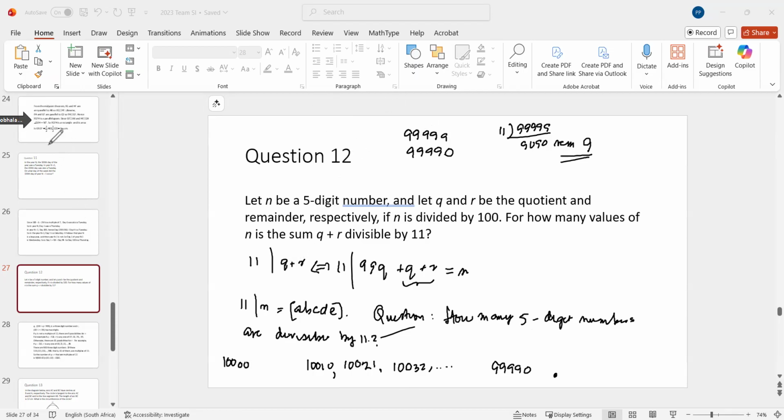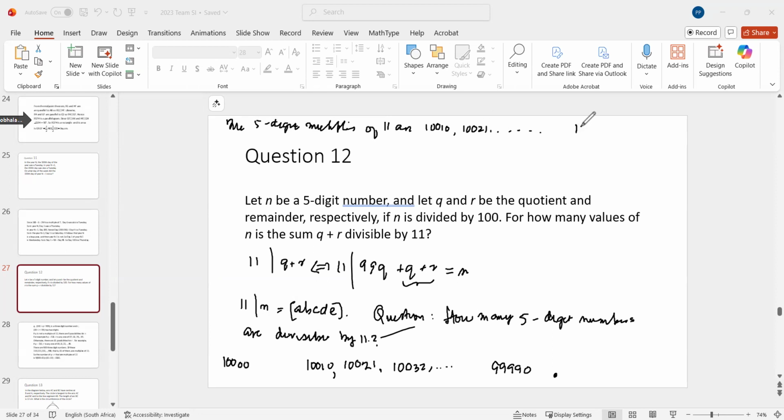So I'm going to write this down here. The 5-digit multiples of 11 are, starting from 10,010, then 10,021, add 11 to this, and so on. It goes all the way up to 99,990.